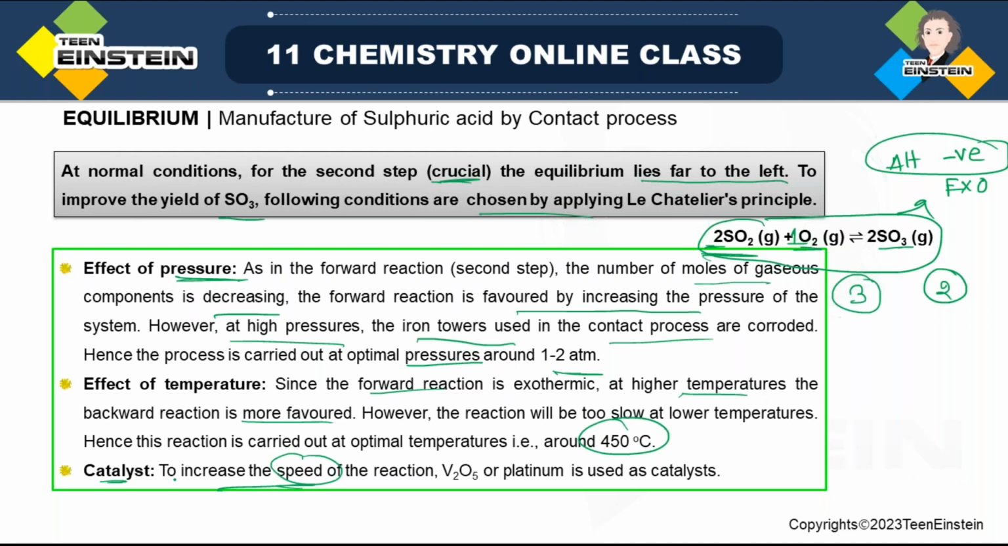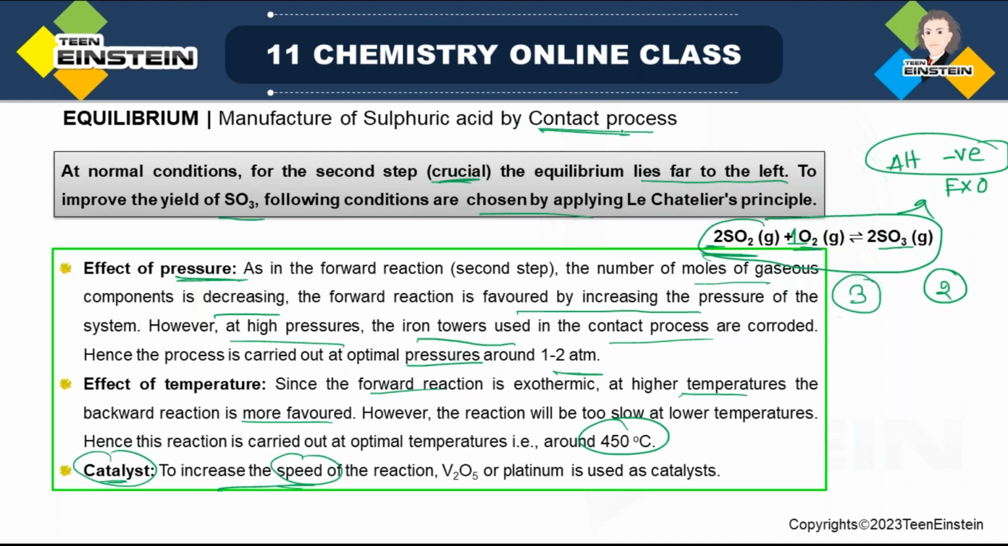So as it is a manufacturing process, obviously expense should be very low. So if we can somehow increase the reaction speed by using some catalyst, obviously that is preferred. So that is why we are going to use the catalyst, vanadium pentoxide V2O5 or platinum metal. Fine. So this is the manufacturing process of sulfuric acid, which is also known as the contact process.